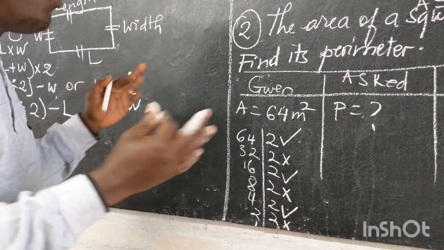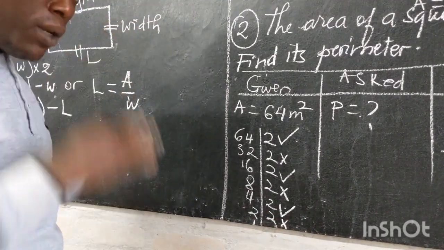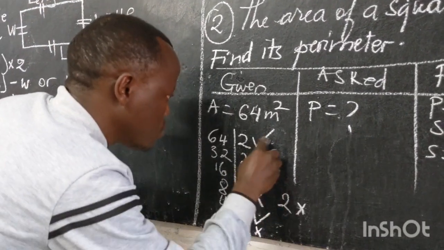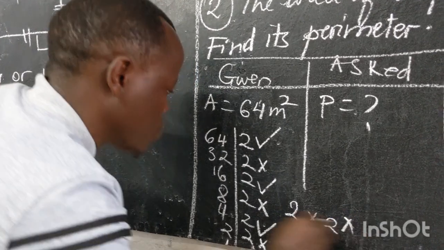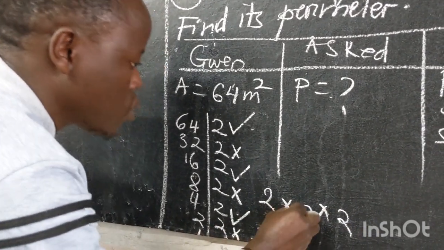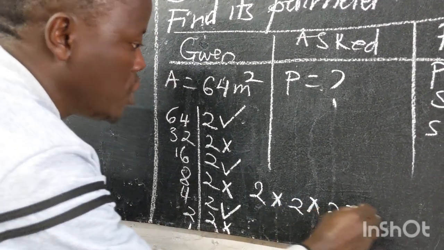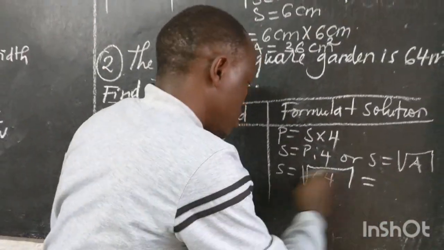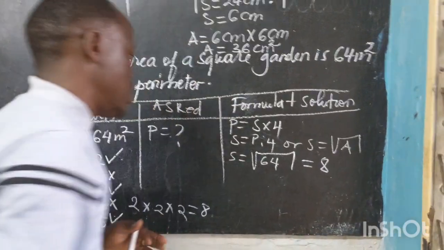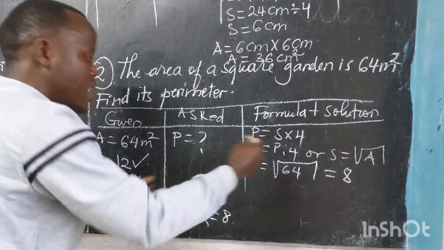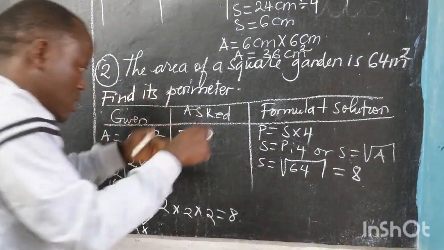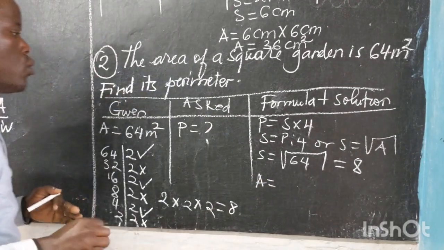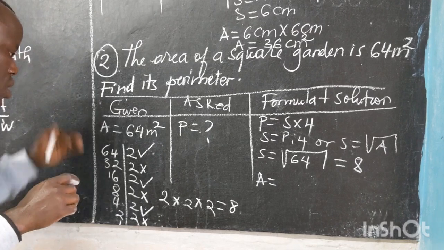And we are going to see what we accepted, and we multiply them. It is 2, times 2, times 2. 2 times 2 is equal to 4, 4 times 2 is equal to 8. So therefore square root of 64 is equal to 8. And we have found the side. Since the side is already calculated, we are going to find the perimeter.